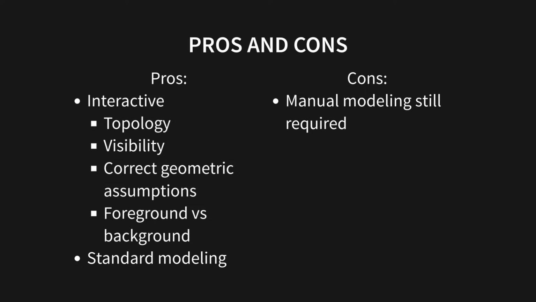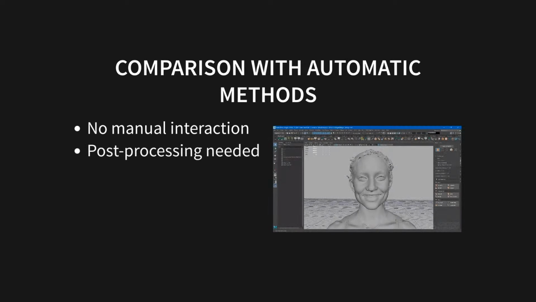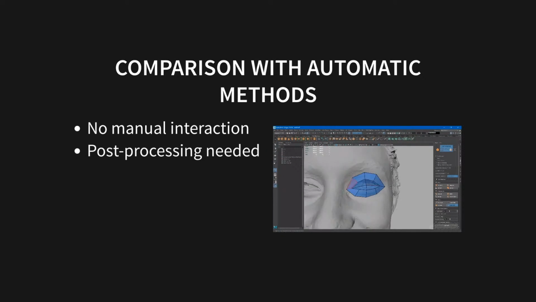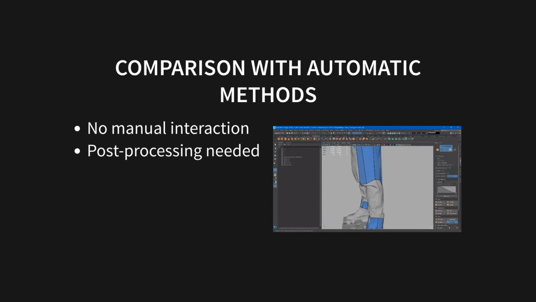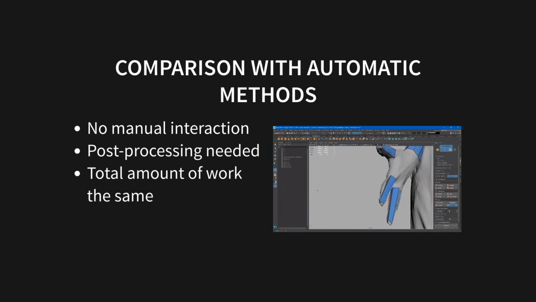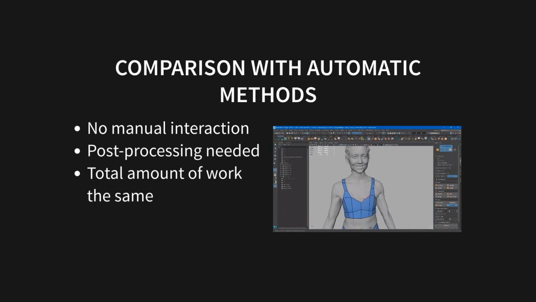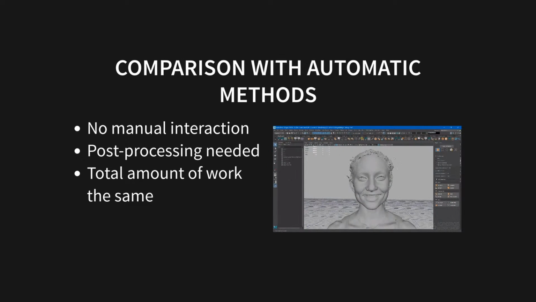So how does this list compare to a fully automatic method such as a photogrammetry pipeline? A fully automatic method does not need the manual interaction required by our method. However, as we can see in this video, in practice, significant cleanup and retopologization is needed as a post-processing step. The total amount of manual work needed for a usable reconstruction is thus roughly the same.